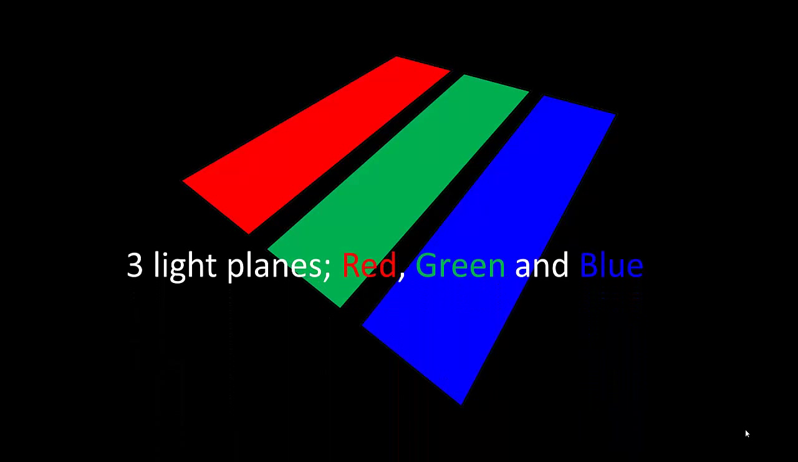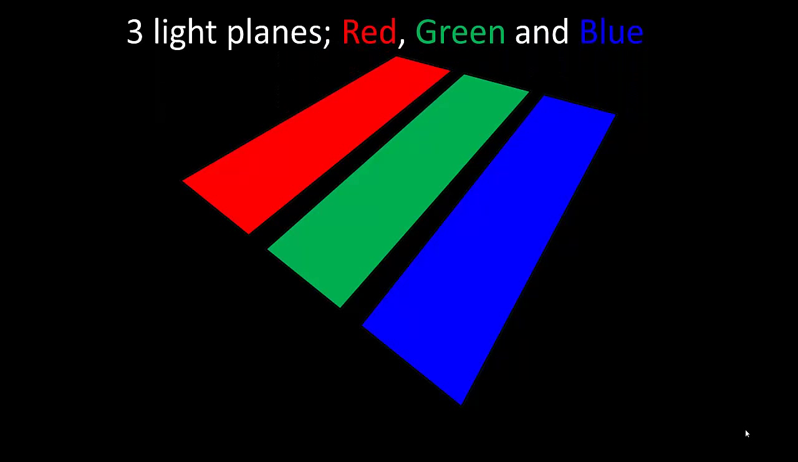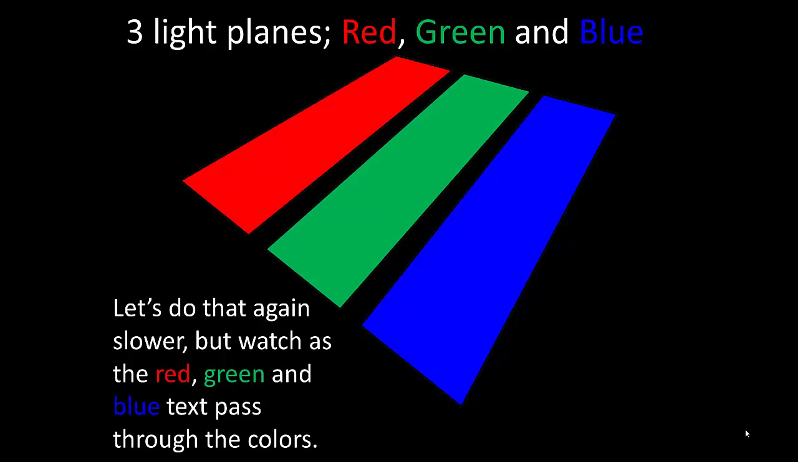What you see now are three planes of light. The three primary colors of light are red, green, and blue. All illuminated images are comprised of a ratio of these three primary colors. You will see this shortly. Now, let's do that again a little more slowly while paying attention to the red, green, and blue text as it passes in front of the light plane.